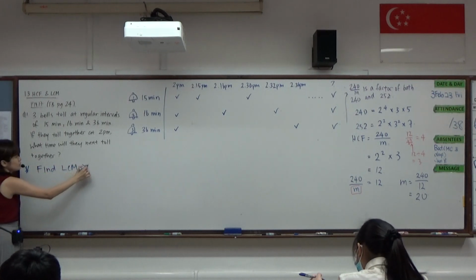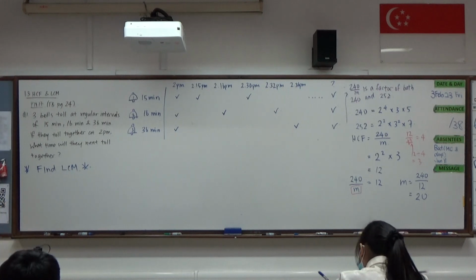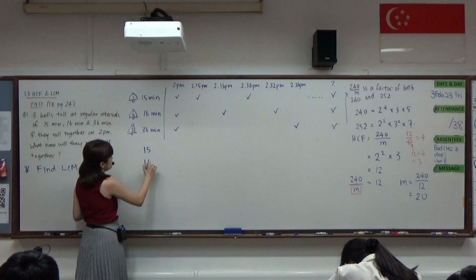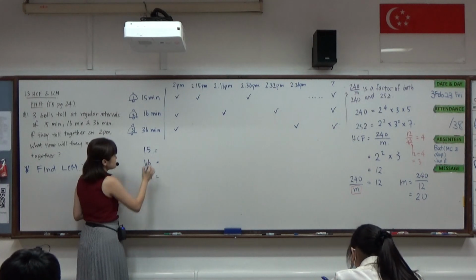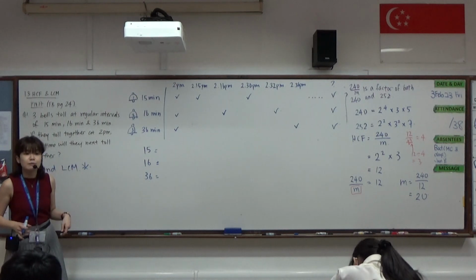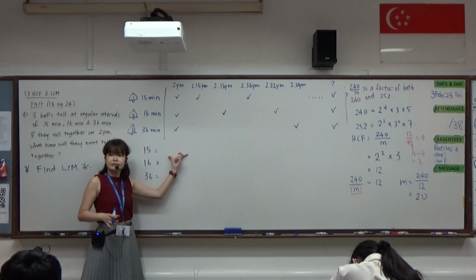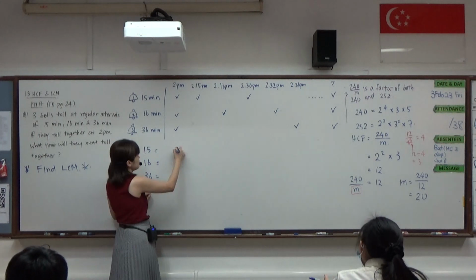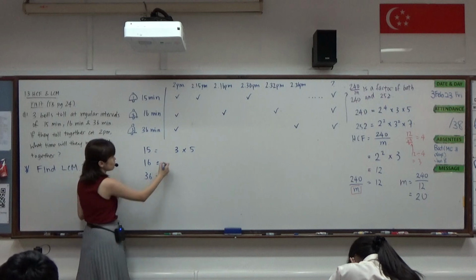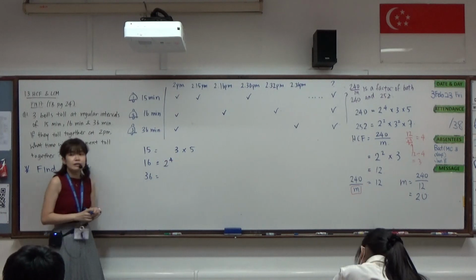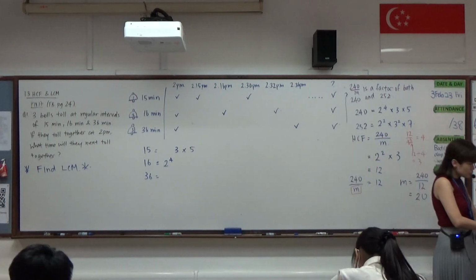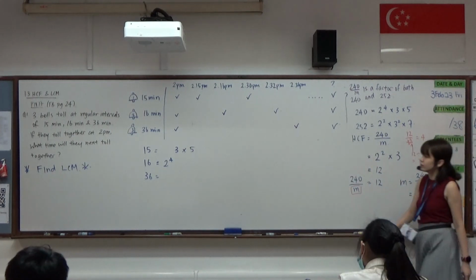Okay, so this is what the question needs us to find. 15, 16, and 36. Express it in its product of prime factors. 15 is fairly simple. What do I get? 3 times 5, right? What about 16? 2 to the power of 4. And then 36, what will you get? 2 squared times 3 squared.